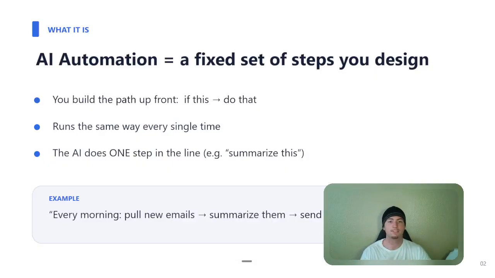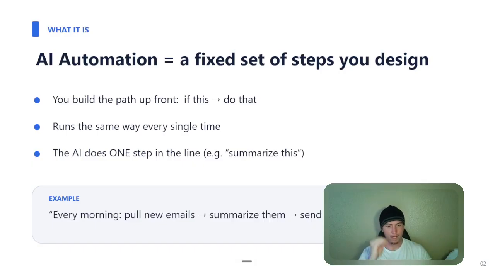So first, let's dive into AI automation, okay? Like I told y'all before, AI automation is like a train on a track. It's going to go in this same direction. It's going to run exactly the same way every single time. It has a fixed, normally step-by-step design.